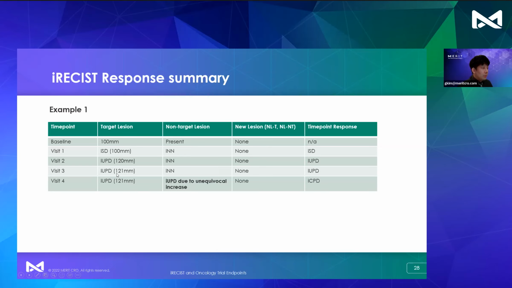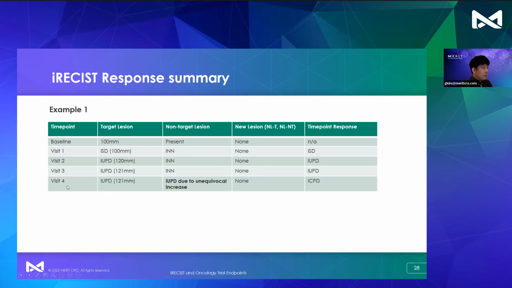And at the next time point, we have a case where only a 1 millimeter increase has occurred with not much change in new lesions or non-target lesions. So basically, this is less than 5 millimeters. This does not meet the conditions to cause an iCPD, so it will stay in an iUPD.